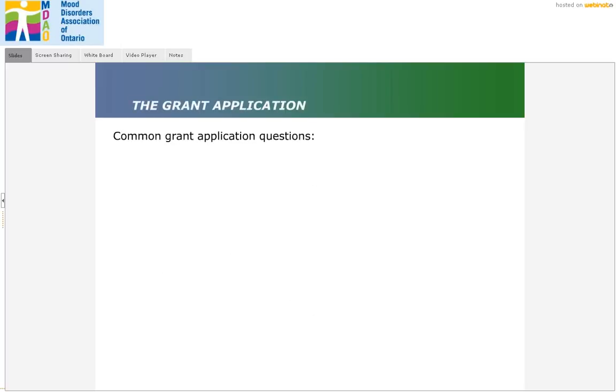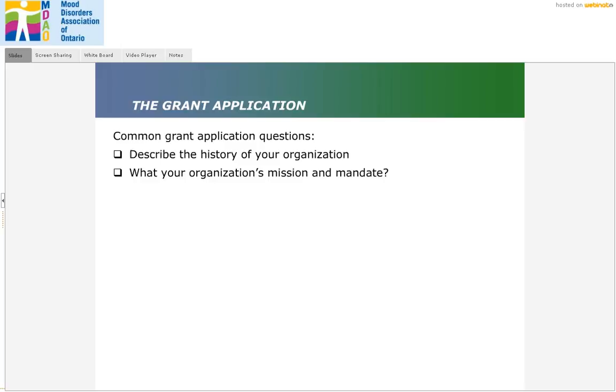With regard to the grant application, there are common areas or common questions that you'll see in a formal grant application, whether it's through large government granting agencies such as the Trillium Foundation, or whether it's with smaller private family-owned foundations. You'll come across common questions within these applications. So one of them will be to describe the history of your organization, and that entails what your organization's mission and mandate is. What is your organization's program or project idea?